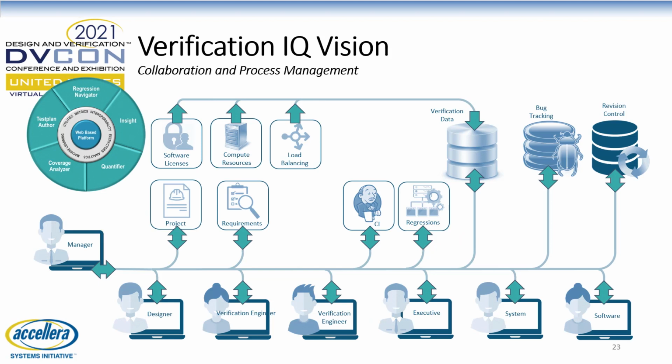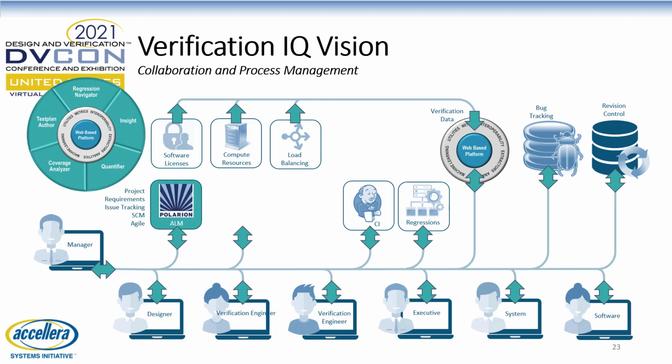So going back to the vision diagram, we can see how this new platform fits together to provide the complete solution. The platform has central storage and services to serve all applications. First, Polarion is an application lifecycle management tool that was originally designed for software, but delivers many features applicable for hardware design and verification, including, importantly, requirements management. But it also provides issue and bug tracking, links to source code management, agile methodology support, and project management.